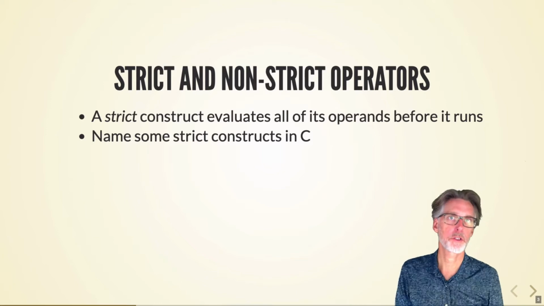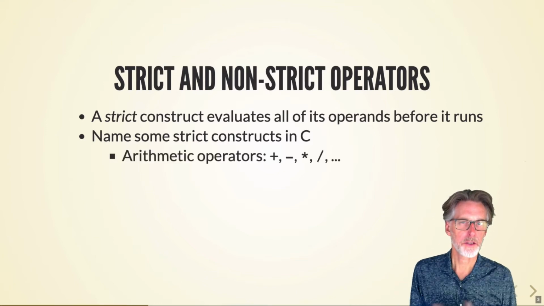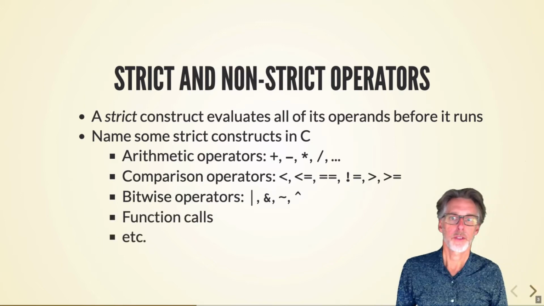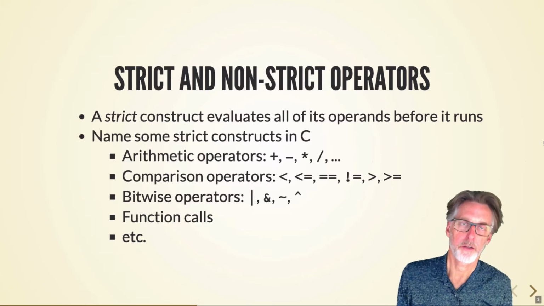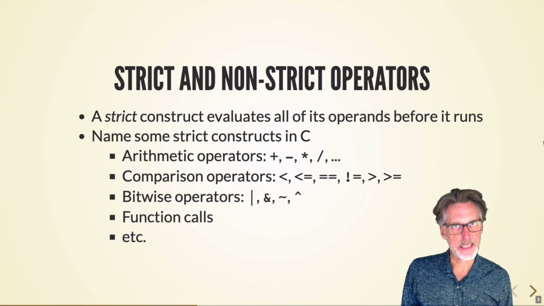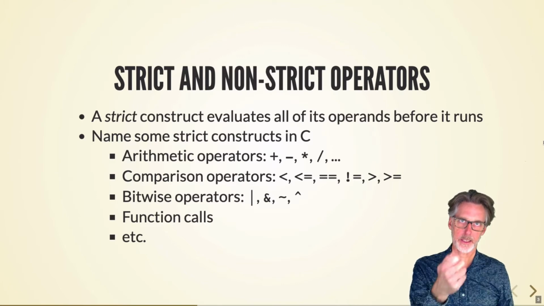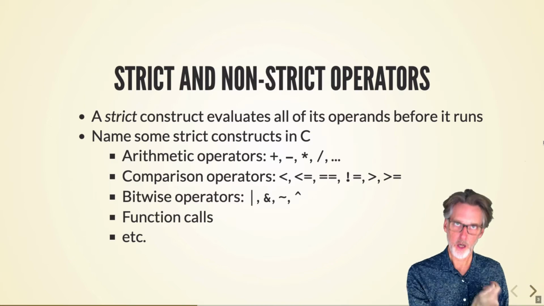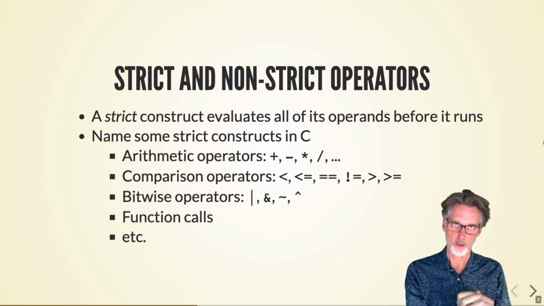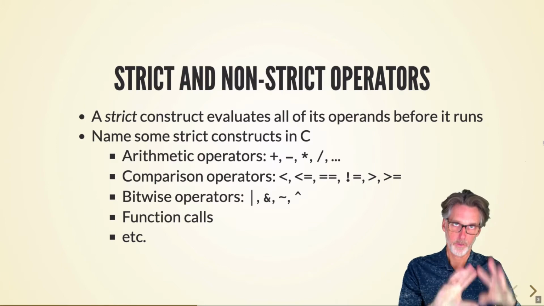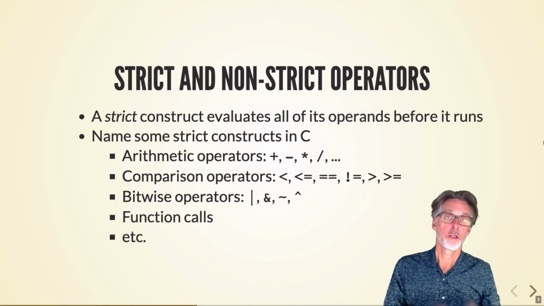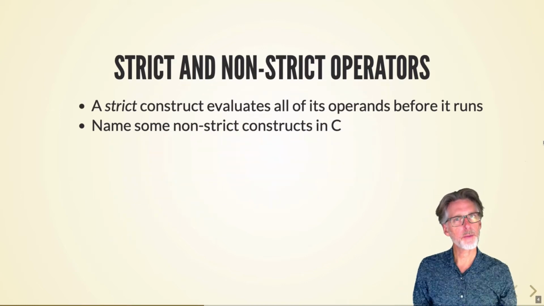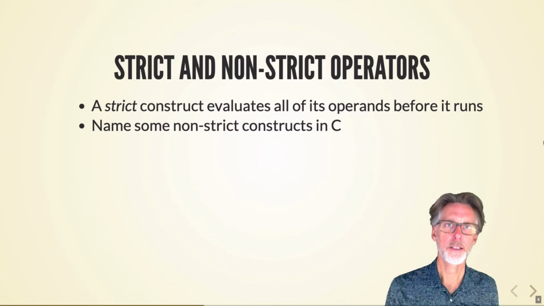The most common examples are the arithmetic ones. But there's also the comparison operators, the bitwise operators, and function calls significantly are strict in C. So before a C function can be invoked, we must first evaluate all of the arguments to get values so that we can then copy the values into the function for it to execute. So these are all strict constructs. So what about non-strict ones? Can you think of things that are not strict in C?